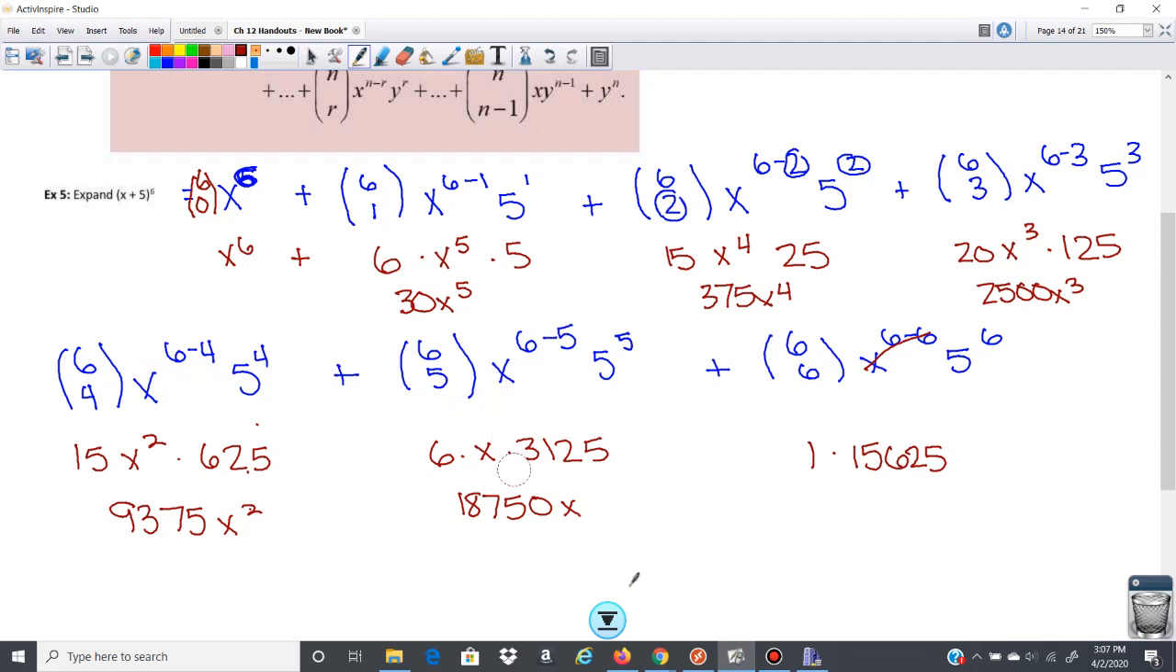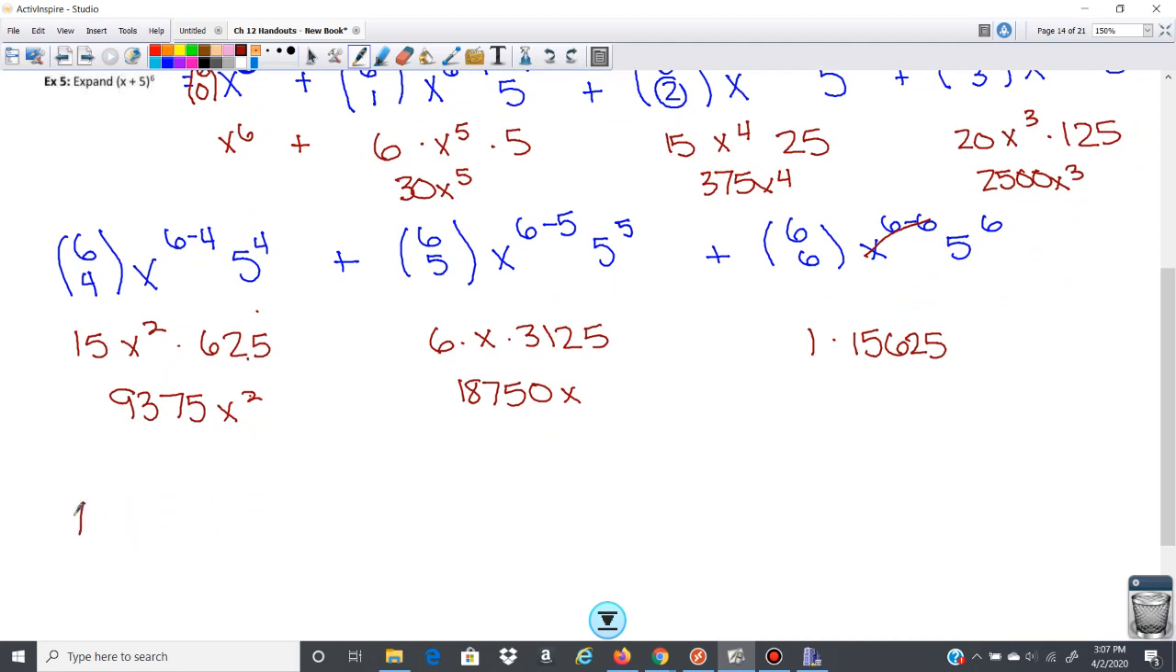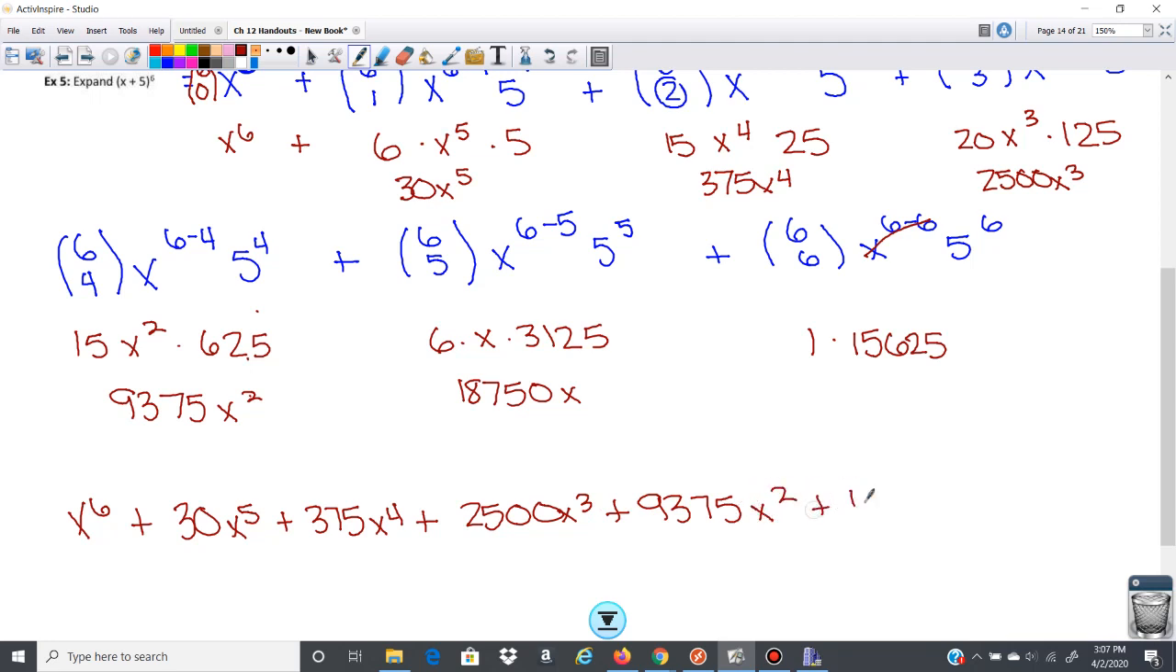Okay, so if we put everything together, here's what our final answer is going to be. We've got x to the 6th plus 30 x to the 5th plus 375 x to the 4th plus 2,500 x cubed plus 9,375 x squared plus 18,750 x plus 15,625. So these are some long problems. They're not too bad, just the problems themselves are a little bit long.